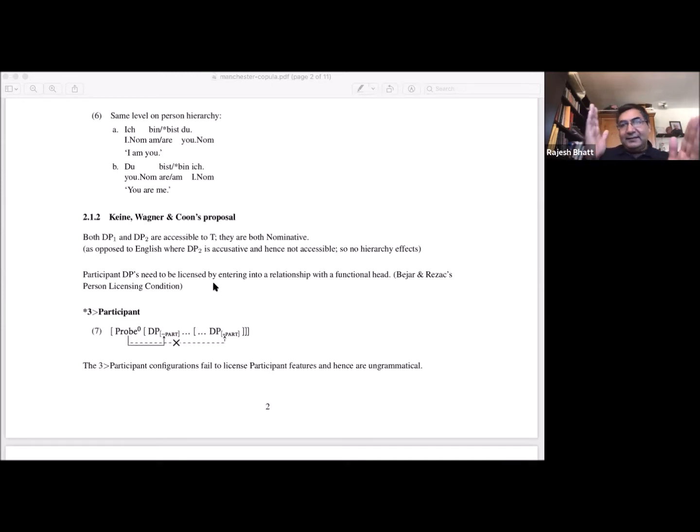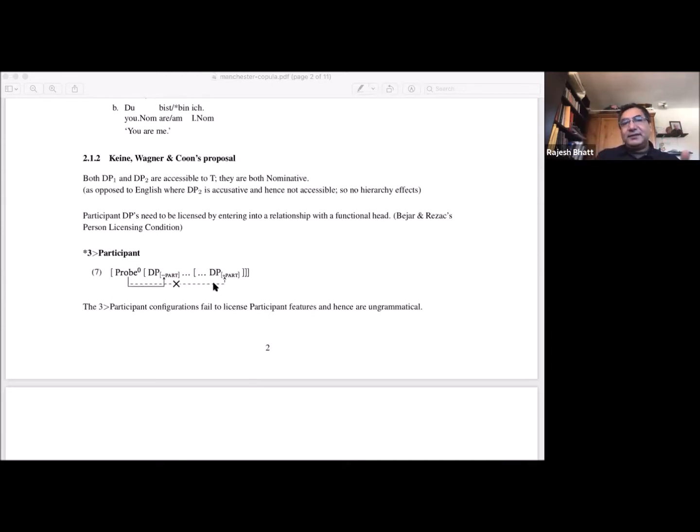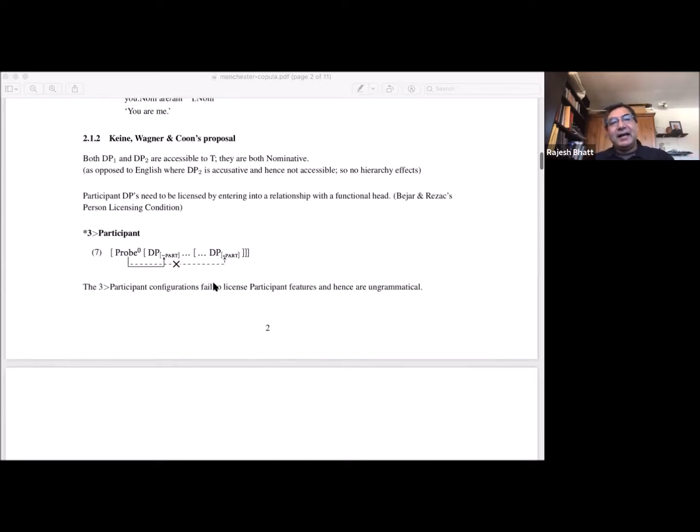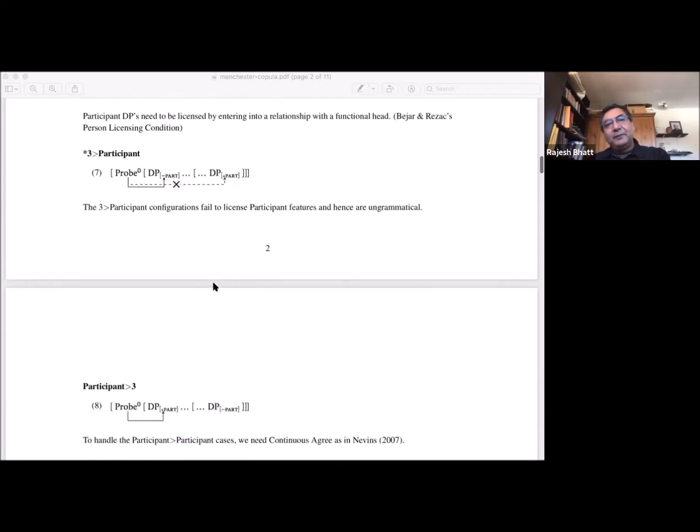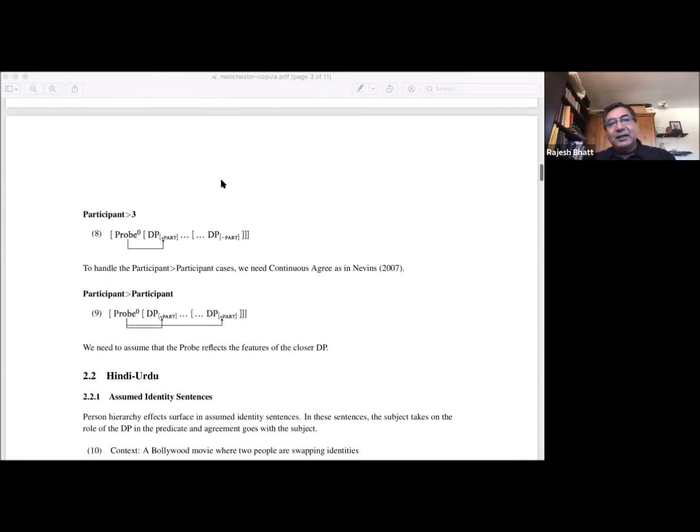So it's accessible to T, and this is where the licensing idea comes in, shown in 7. The core idea here is just that you have a participant which needs to be licensed by the probe, and the minus participant sort of blocks that, and consequently you get badness. So this is a licensing treatment of this. You can look at the participant over 3. The intuition there is that participants need licensing, while minus participant things like third person do not need licensing.